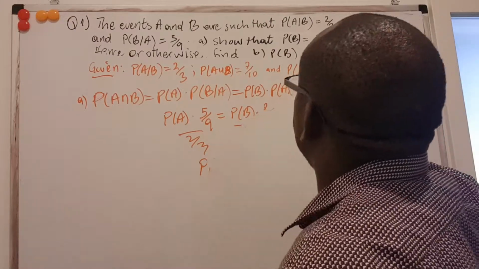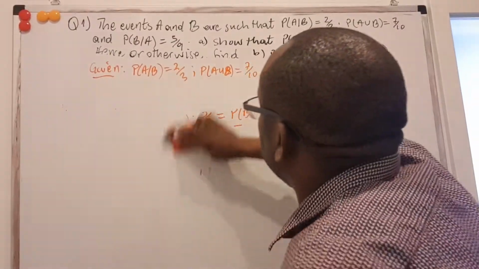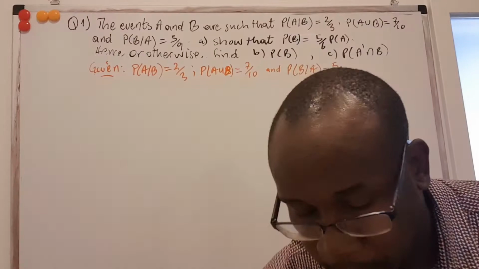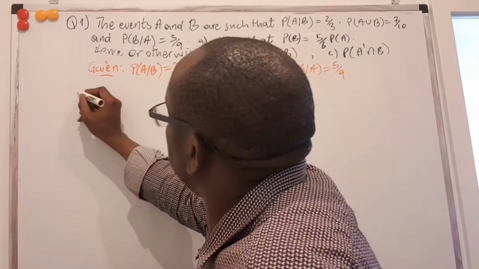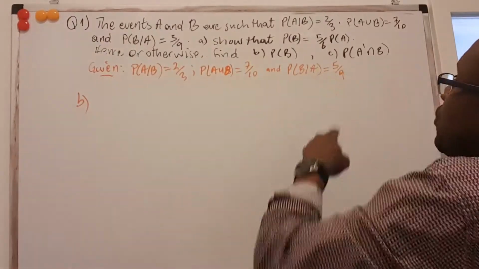Clean the board to get some space, please. The B question says we should look for P of B.